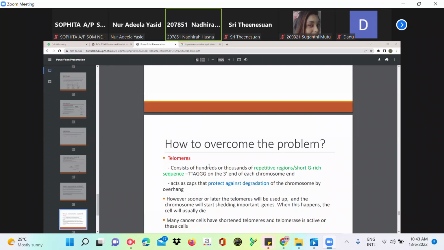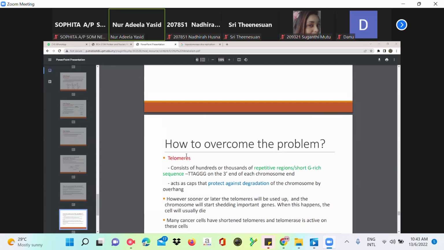DNA sequence kat dalam ni ada tandem apa, doktor? Okay, tandem repeat. Maksudnya dia ada repetition. It consists of hundreds or thousands of tandem repeats. Maknanya dia ada repetition of a short G-rich sequence, at the 3' end of each chromosome. So end of linear chromosome dia ada ni.